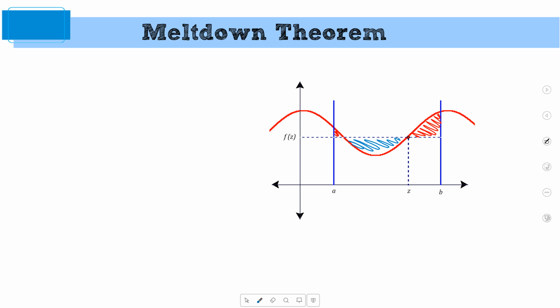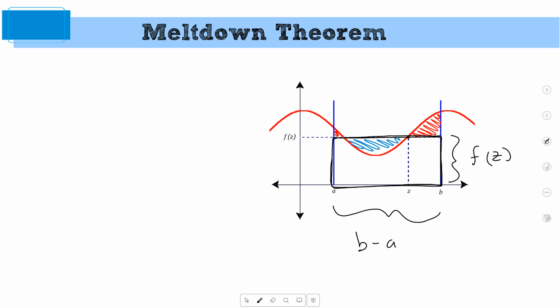And notice when it melts down, it makes this cute little rectangle. How long is that? Good. How tall is this? F of z. Okay, which is what I called the y value where that thing melts down.